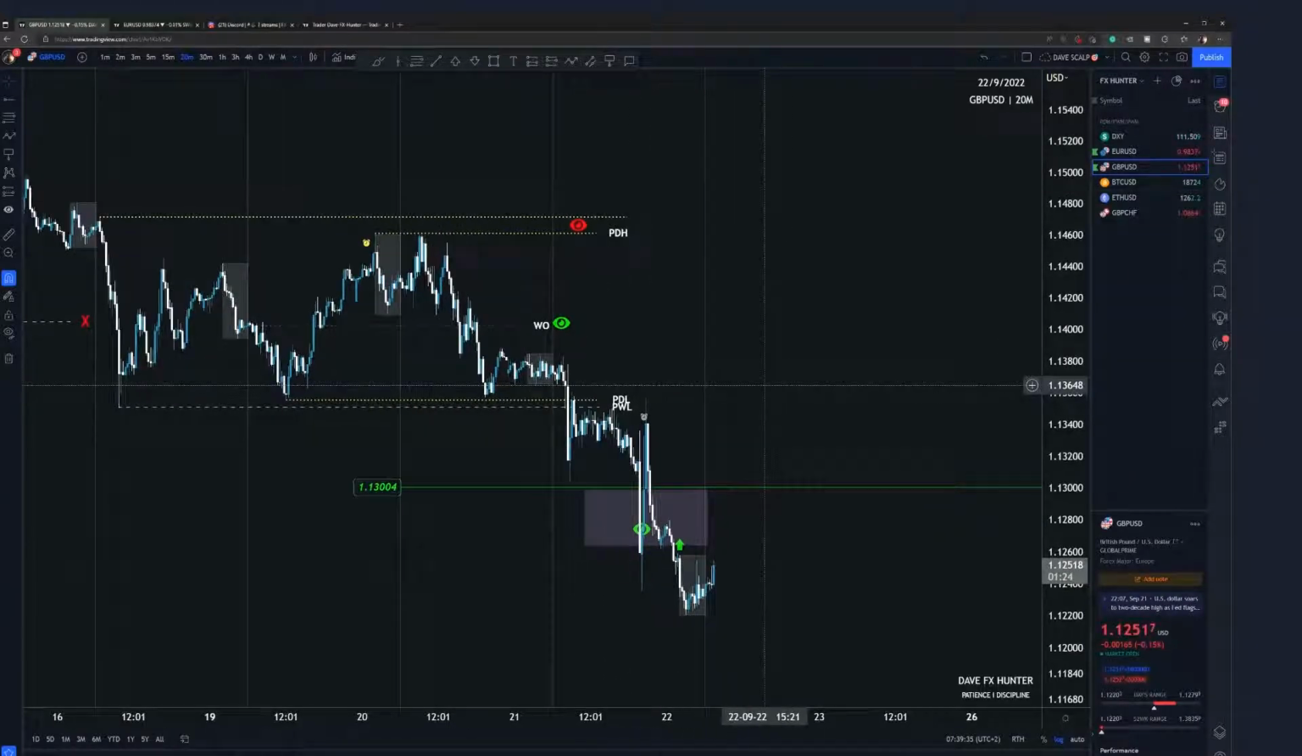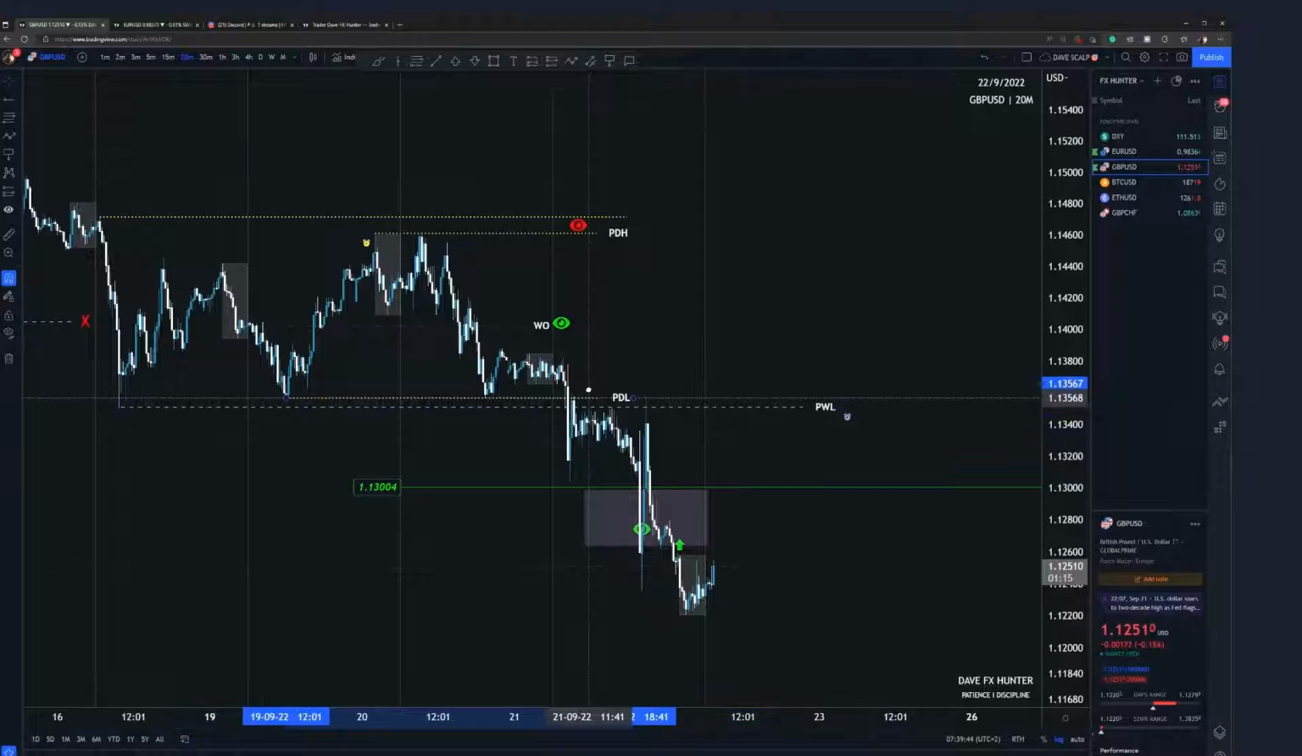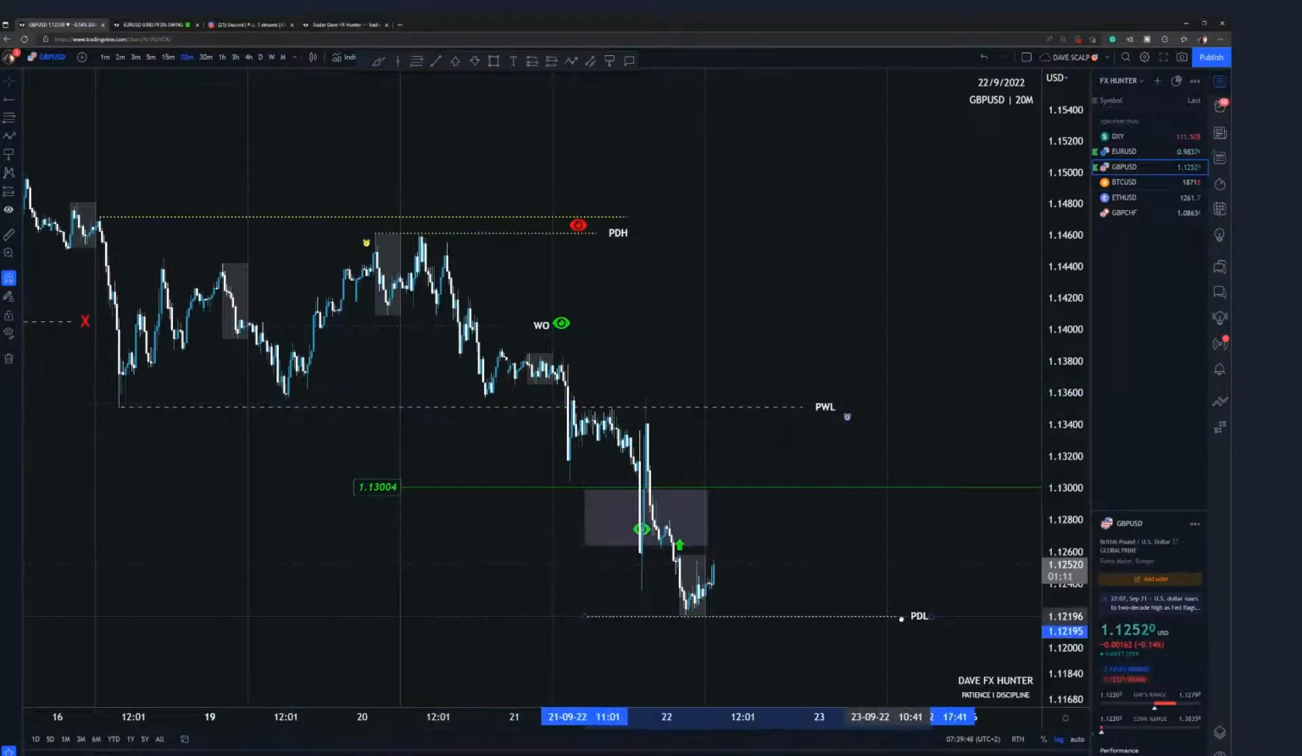So anyway, right now we are on the weekly on the pound, and this is the previous week's low. So I'm going to extend it. This is the previous day's low, it was broken. I was saying yesterday that it would probably break. It happened. All right.